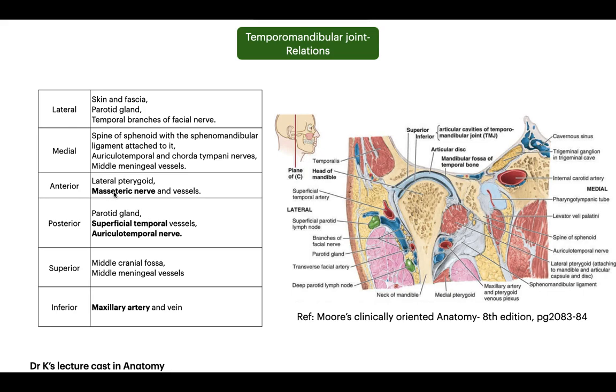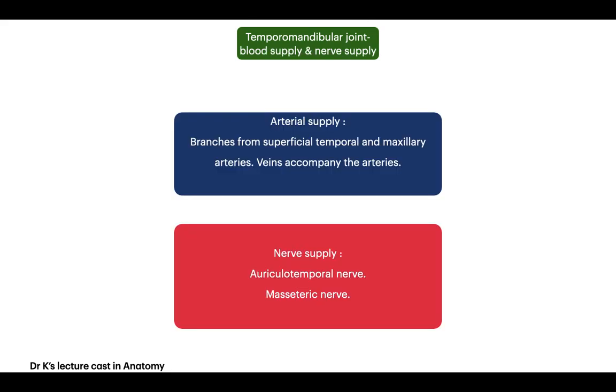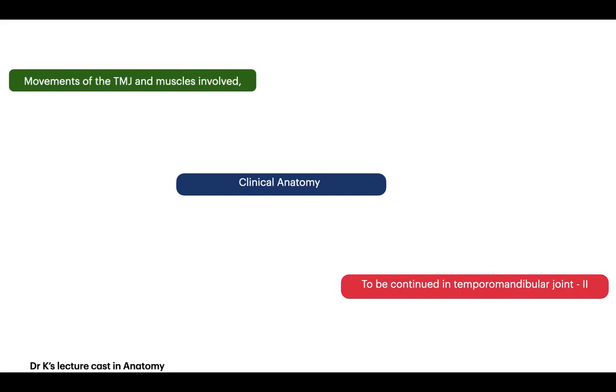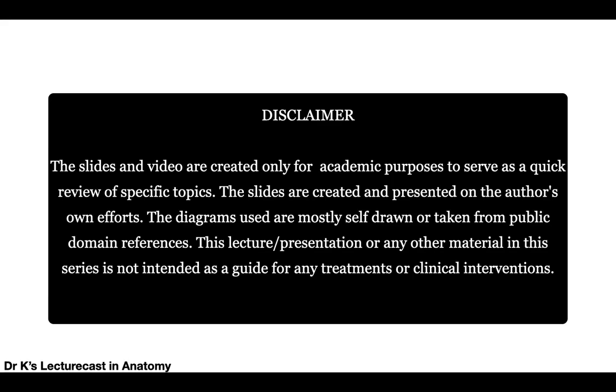Nerve, there are two nerves here which I have highlighted, the masseteric nerve and the auriculotemporal nerve. Blood supply is by the superficial temporal and the maxillary artery. And veins accompany the arteries. Movements of the TMJ and muscles involved, the clinical anatomy of the temporomandibular joint and practical based questions are to be continued in temporomandibular joint part 2.